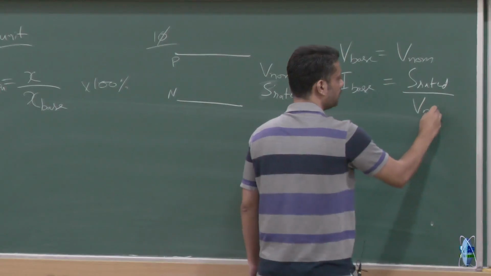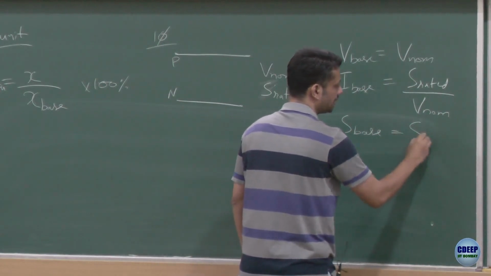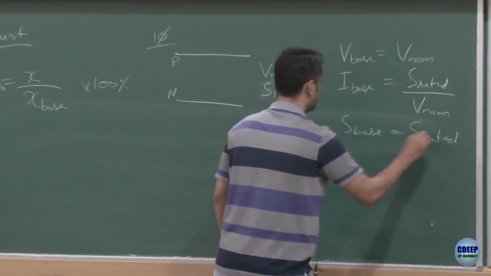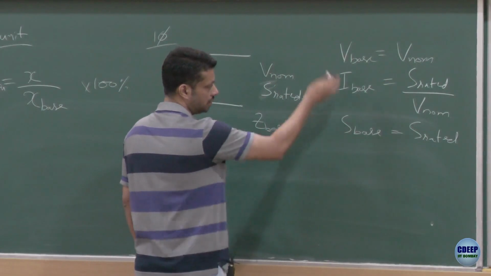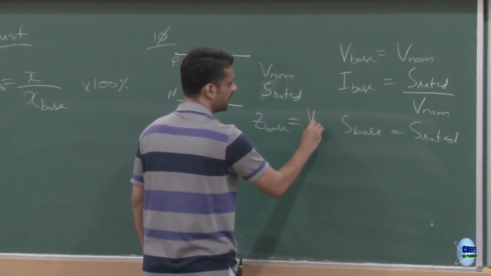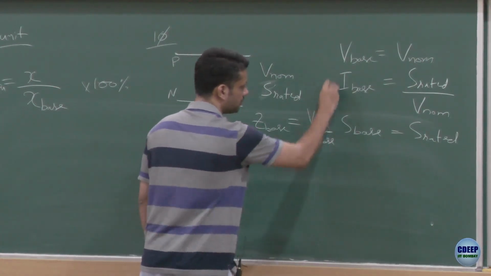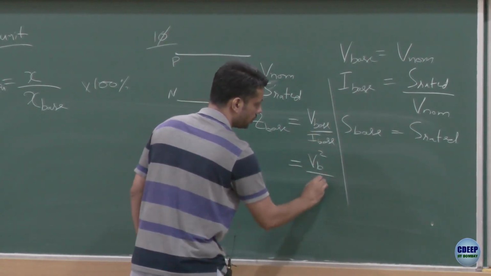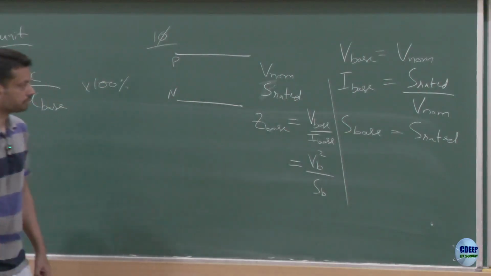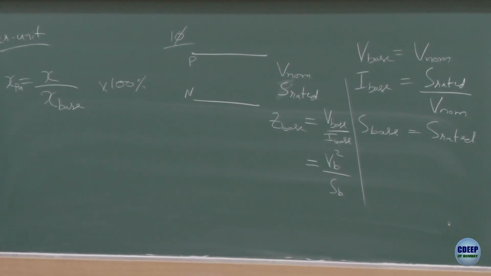S base is nothing but S rated, and Z base you can represent in any form you want. You can represent it as V base upon I base, or since I base is this one, as V base square upon S base. So for voltage, current and power, if you have defined S, that means you have defined it for both P and Q. We have defined the base values.